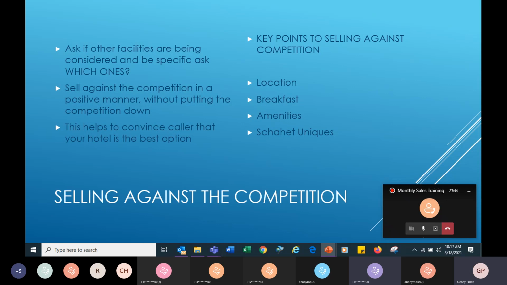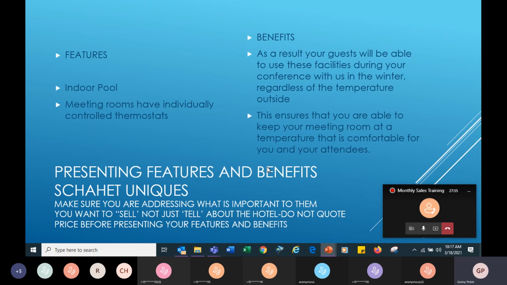Okay, so once we find out their hot buttons, then we kind of move in to where we're going to show the features and benefits. And was it last month we did the features and benefits training? Do you see how this is all coming together now to get you guys through the whole process?